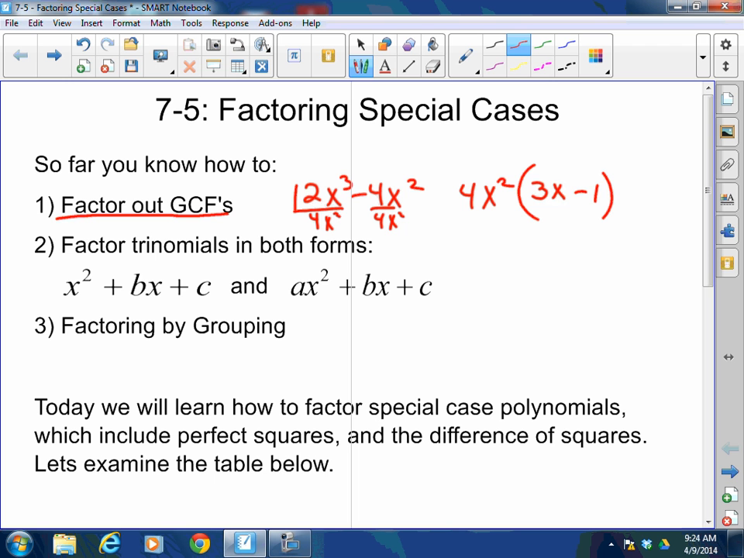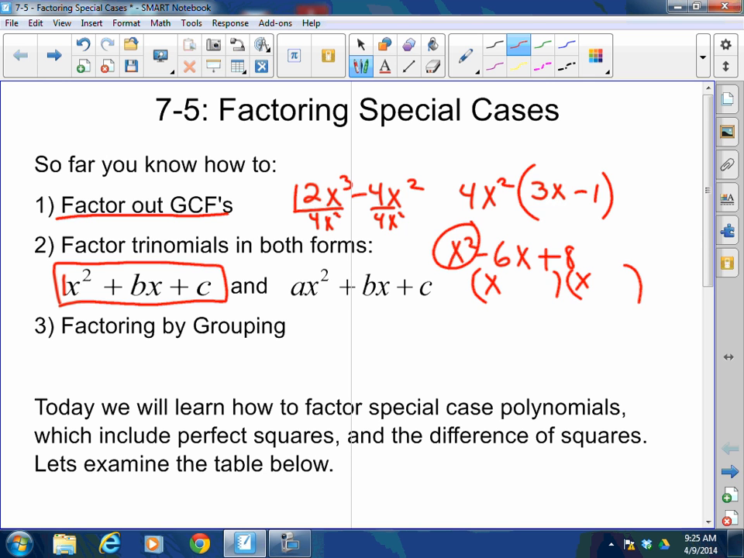We've also learned how to factor trinomials in two different forms. The first form is when it's x squared plus bx plus c, where the a, which is in front of the x squared, is invisible. It's a 1. For example, let's say I give you x squared minus 6x plus 8. The way we learn this is our setup: we have an x and an x, because it's the square root of the first term. Then you ask yourself, what times what is the c value, which is 8, and when added together is the b value, negative 6? That would be a negative 2 and a negative 4. And that would be your answer, x minus 2 times x minus 4.